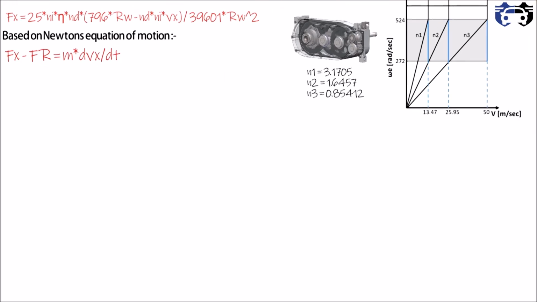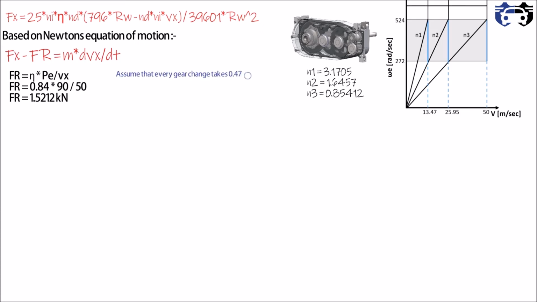At maximum speed, the gearbox is in third gear and the traction force Fx equals the total resisting force Fr, where Fr is given by efficiency multiplied by power of engine divided by Vx. On solving, we get Fr equals 1.5212 kilonewton. I am taking some assumptions here: every gear change takes 0.47 seconds and we need T0 equals 2.58 seconds to adjust the engine speed with the car speed in first gear.